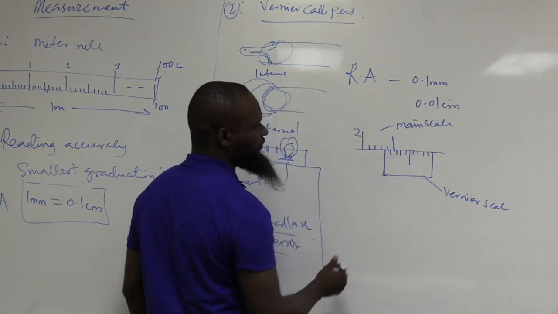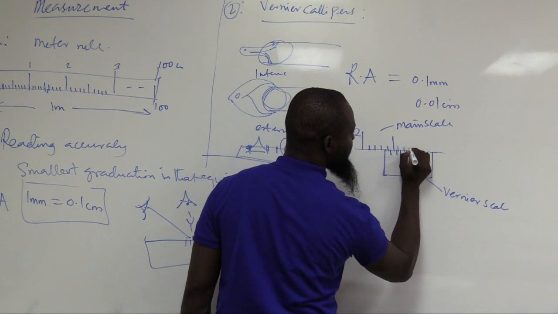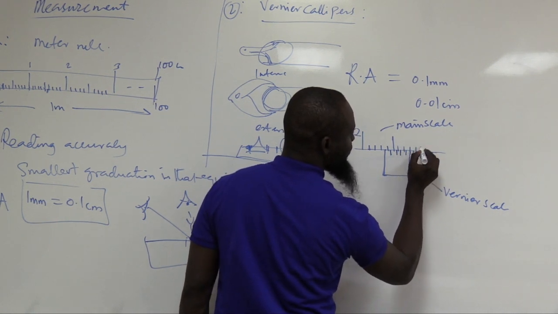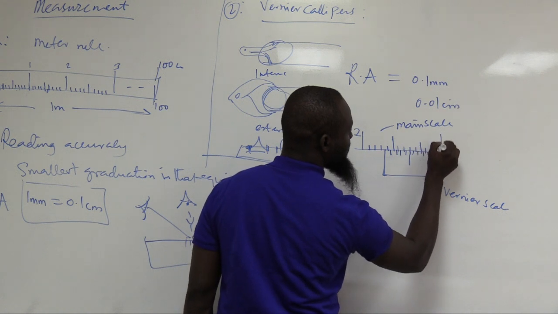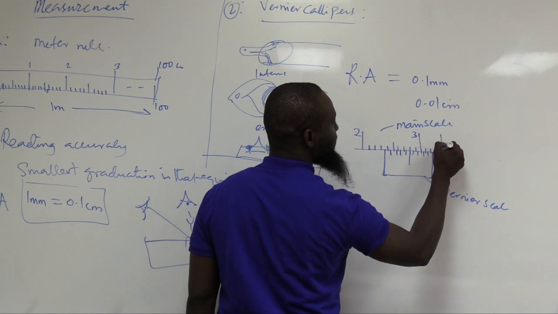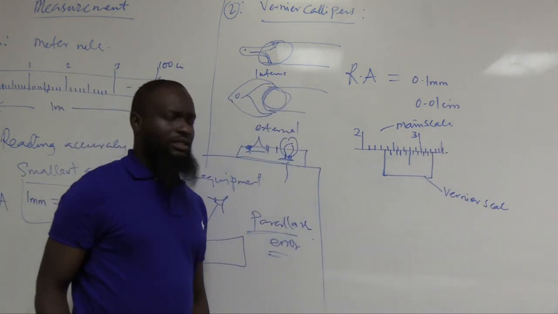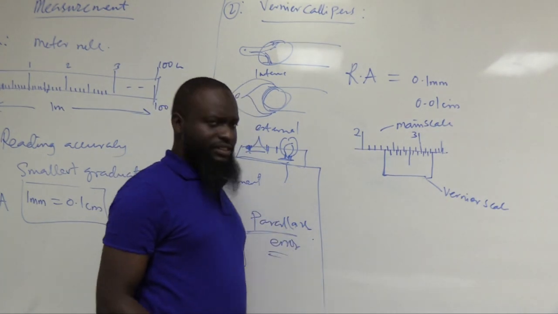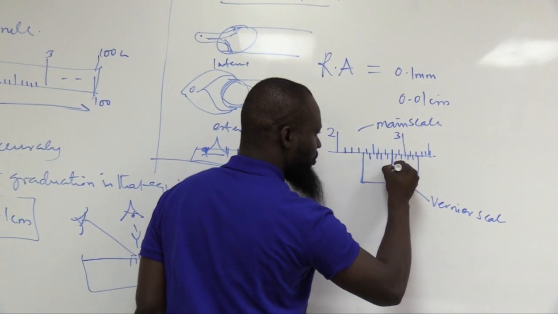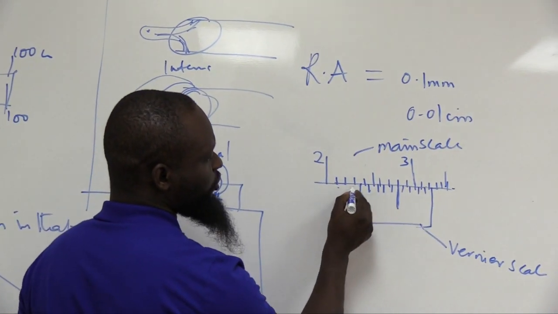So we combine the reading from the main scale and the vernier scale. So we have this: 1, 2, 3, 4, 5, 6, 7, 8, 9, 10. Can you zoom into this a little bit, please, so the students can see clearly what I want to explain? So you see, here the main scale ends at 2.3 centimeters.